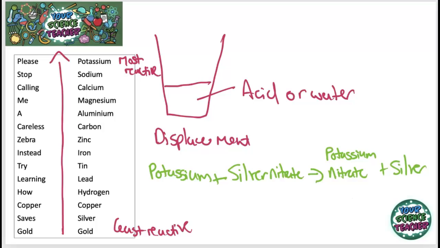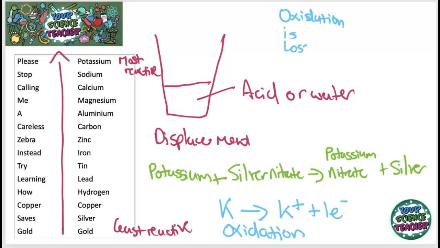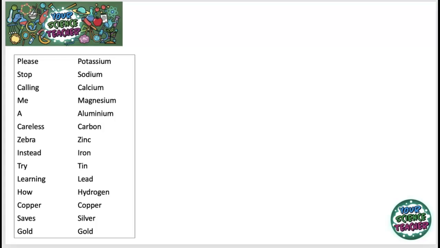Getting into the higher levels of this, what's actually going on with the individual atoms? Well, the potassium is going from an oxidation state of 0, and it's going to actually lose electrons to become K+, and that's why it's more reactive, because it's better at losing an electron than the silver is. And losing electrons is called oxidation. You can remember that oxidation is losing electrons with the mnemonic OIL RIG, which is oxidation is loss, reduction is gain.